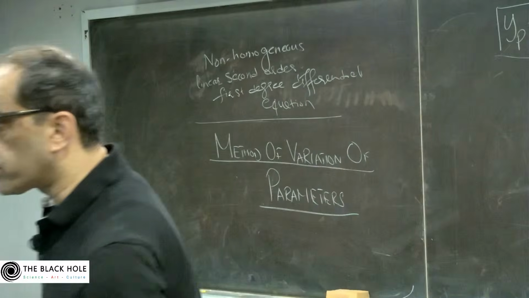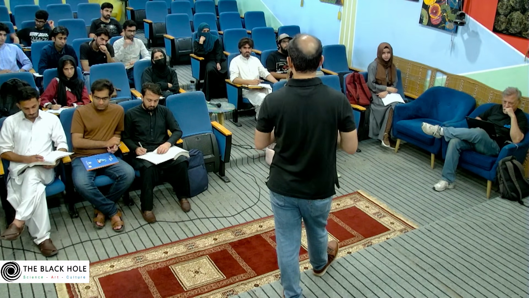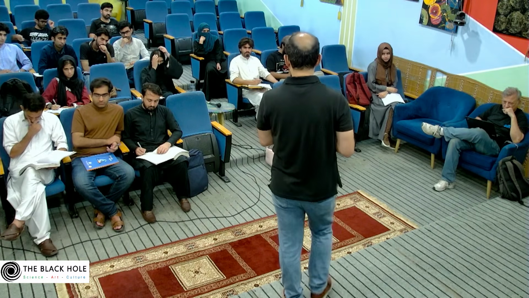Would you like to tell me what is y1 and what is y2? These are the solutions of the associated homogeneous part. It's a second order differential equation and it will have two solutions. So let y1 and y2 be the two solutions of the associated homogeneous part.